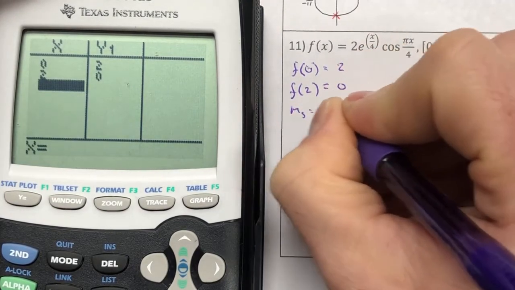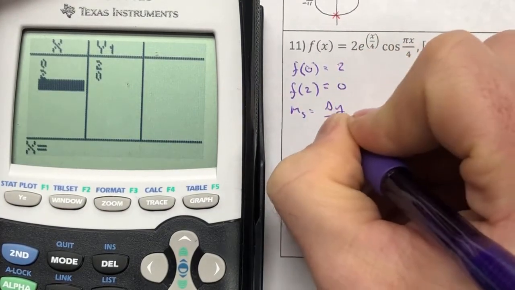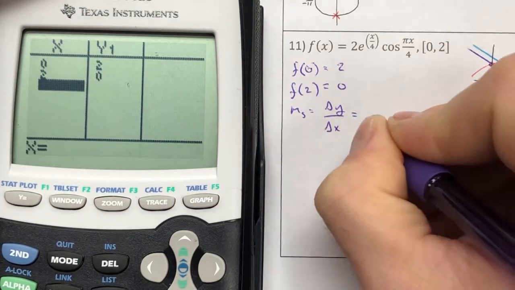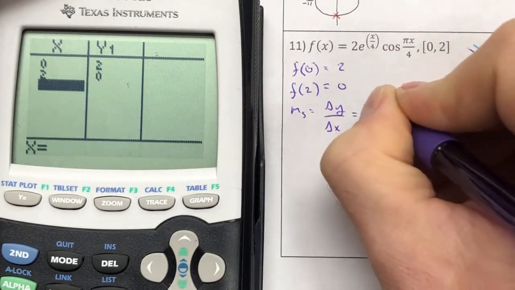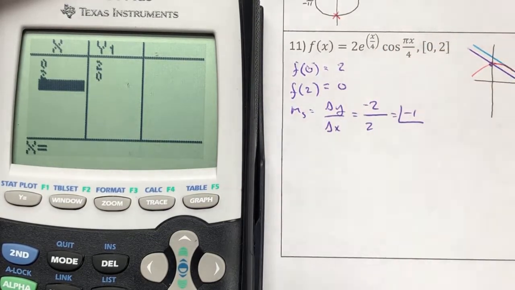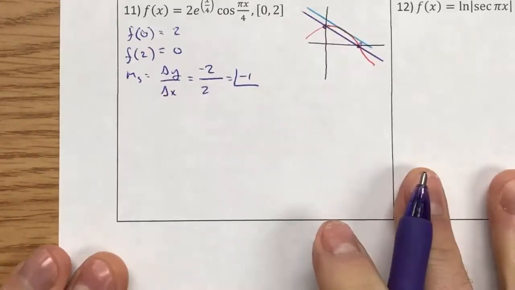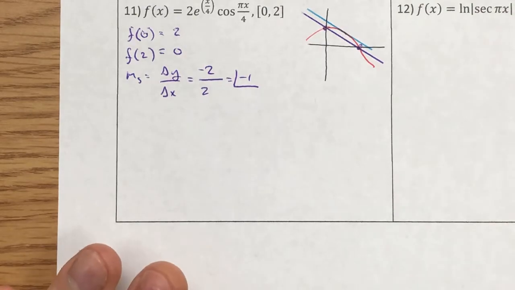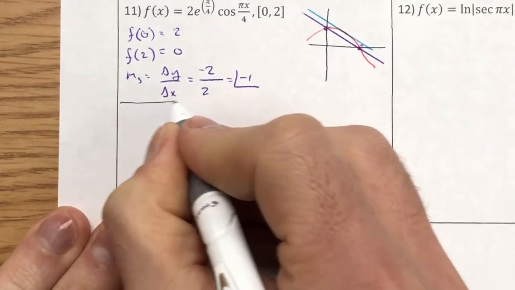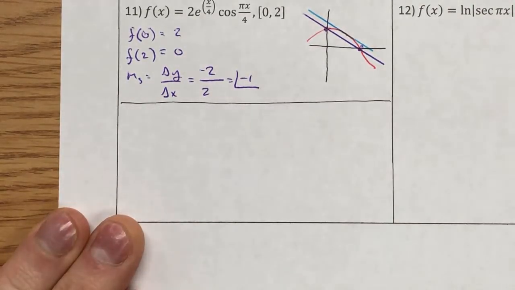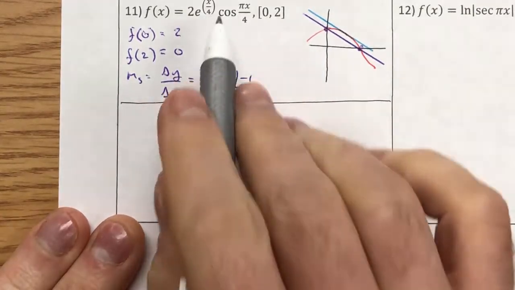So now my slope is the change in y over the change in x. The change in x was 2. The change in y went down 2. So I'm finding a slope of -1. Okay, so where do I find a slope of -1? Well, I need to figure out what the derivative of this is going to be.